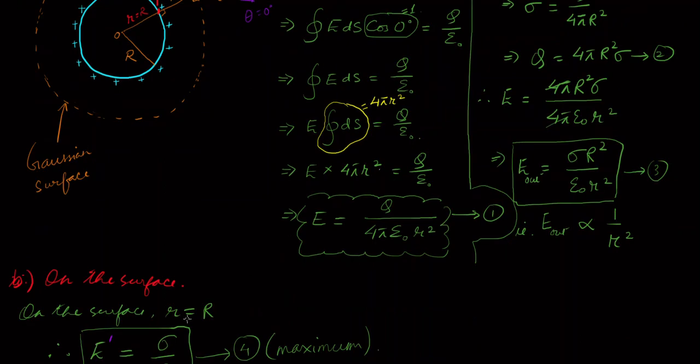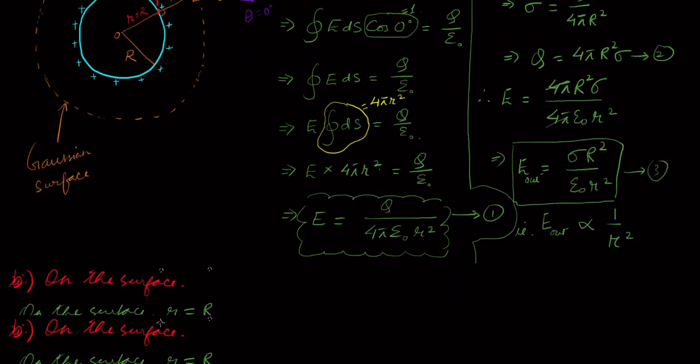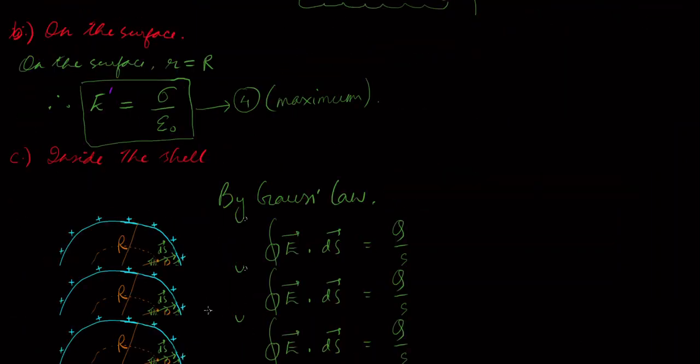On the surface, when you take this point P and put it here, the value of small r will be equal to capital R. If you don't understand that, please go back to the point where I discussed this. If small r is equal to capital R, then this part and this part will cancel. You will get sigma by epsilon naught only. That is maximum.